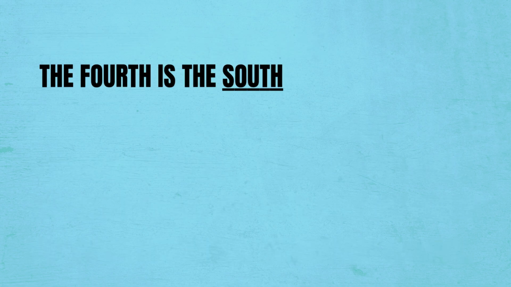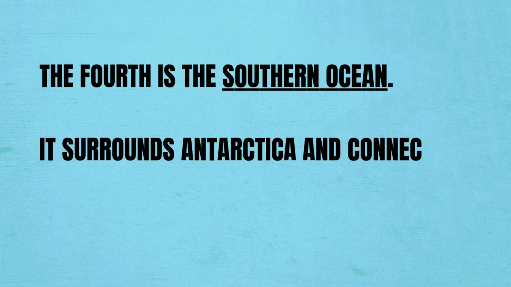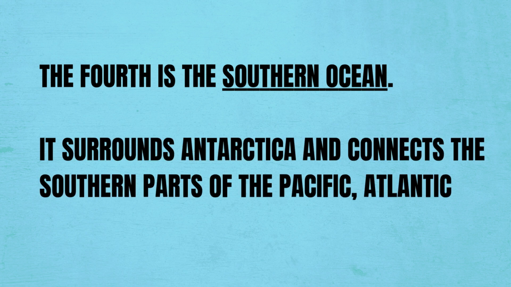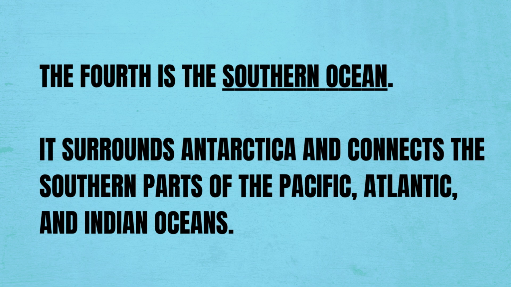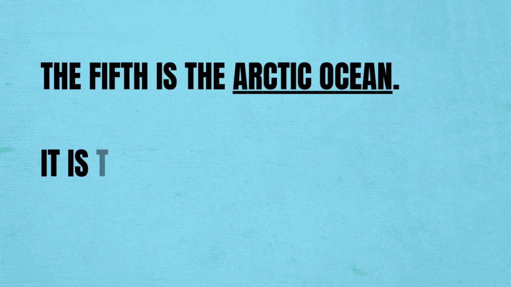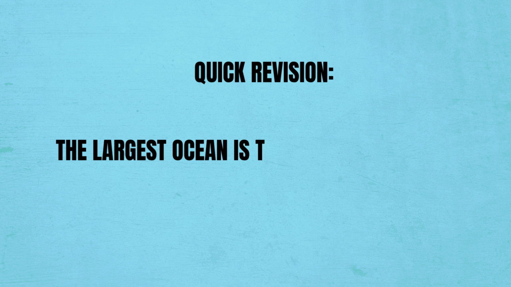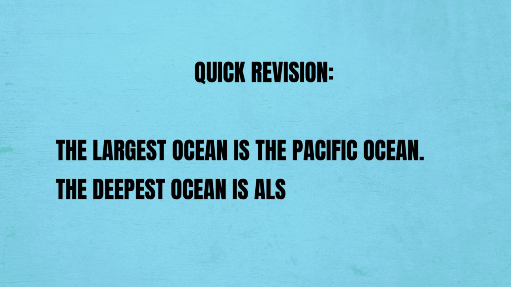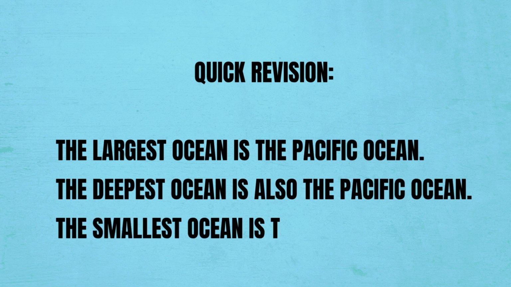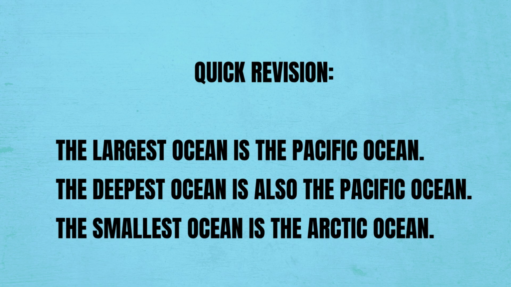The fourth is the Southern Ocean. It surrounds Antarctica and connects the southern parts of the Pacific, Atlantic, and Indian Oceans. The fifth is the Arctic Ocean. It is the smallest ocean and is located around the North Pole. Quick revision. The largest ocean is the Pacific Ocean. The deepest ocean is also the Pacific Ocean. The smallest ocean is the Arctic Ocean.